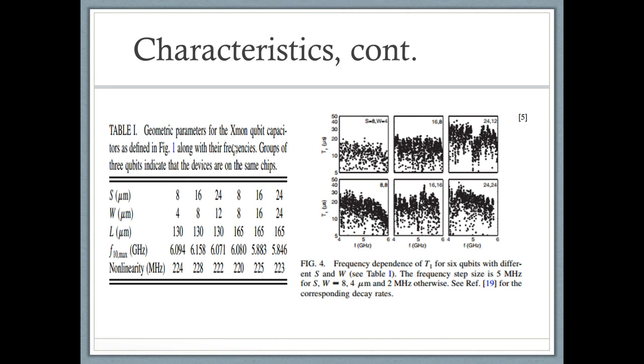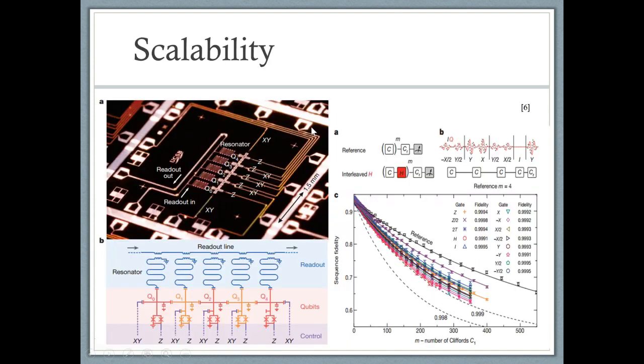Besides the basic characteristics of the X1 qubit, there are also several other features that fascinate the researchers. So, firstly, it's about the scalability. The Martinez group manufactured a quantum processor consisting of 5 X1 qubits, as you can see in Figure A.